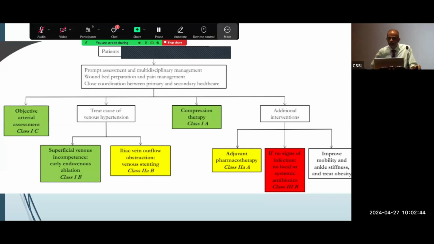Then you may consider additional interventions, adjuvant pharmacotherapy. If there are no signs of infection, there is no place for antibiotics. Improve mobility, ankle stiffness, and treat obesity. If they are obese, tell them to lose weight, and move their ankles, because the more they move their ankles, the more the calf pump works. And the more they walk, the better it is for their ulcer. So mobility, ankle movement, and obesity. No need for antibiotics. You may consider pharmacotherapy if nothing else is working. So compression, treat the venous reflux, make sure there is no arterial disease.